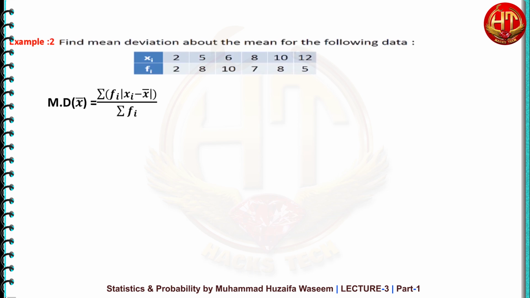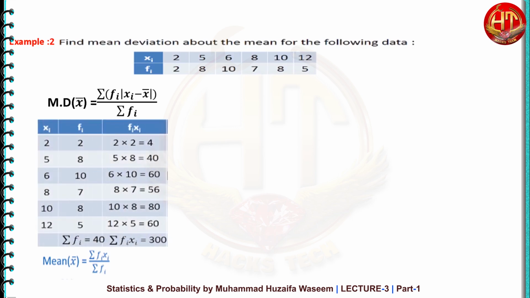For calculating the mean deviation about the mean for grouped data, first you have to calculate the arithmetic mean. The arithmetic mean is equal to the summation of frequency multiplied by xi, divided by the summation of fi. So first make a column for frequency multiplied by xi, and then take the summation of this column, which is equal to 300, and the sum of frequency is equal to 40. So your arithmetic mean is 7.5.